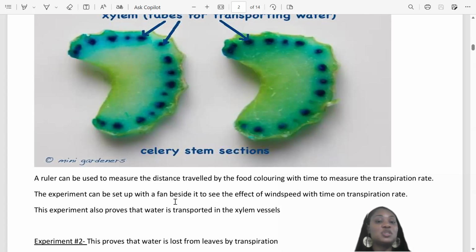The experiment can be set up with a fan beside the celery to see the effect of wind speed. If you did this experiment without a fan and used a ruler, gave it some time, maybe 10 minutes, and saw what distance the dye went, that would be distance divided by time, which gives you rate. If you put a fan in front of the celery and do the same thing, you will probably notice that it travels faster. The water is going to travel faster up the xylem when you put a fan in front of the celery. Next week, I'll explain to you why.